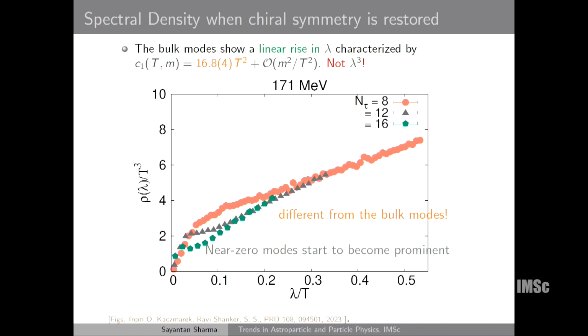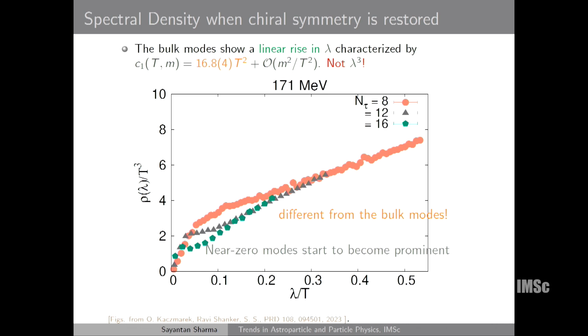And one can characterize this slope. The slope of this straight line has a finite part which is independent of the mass, so it should survive also in the chiral limit, and this will lead to U1 breaking. That is one of the interesting results we had. And note that this behavior here is still not characterized by a lambda cube behavior, which is a necessary condition for U1 breaking that was derived analytically.